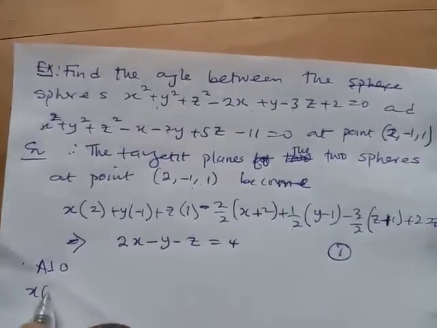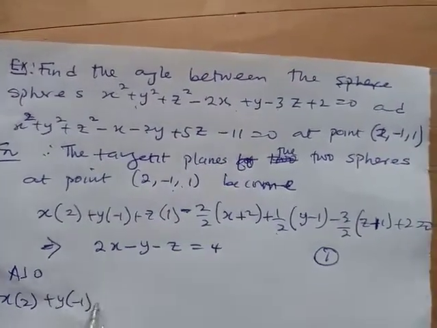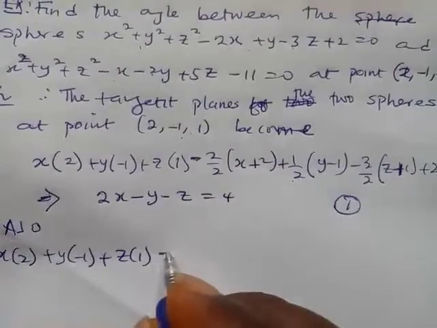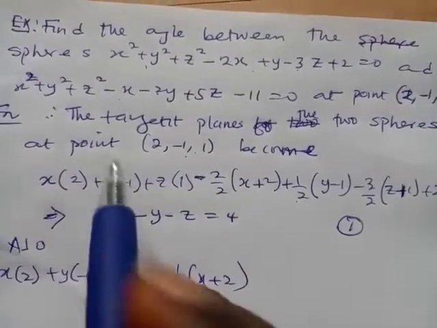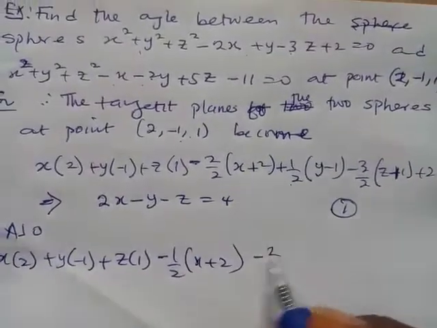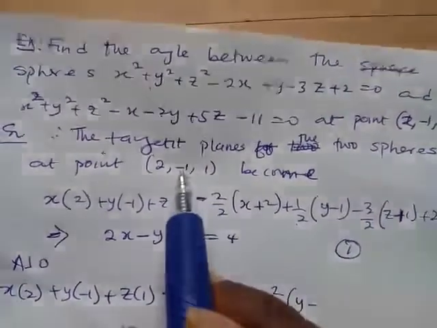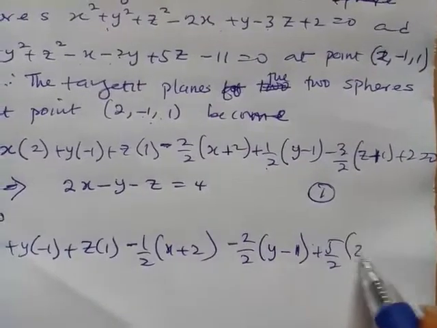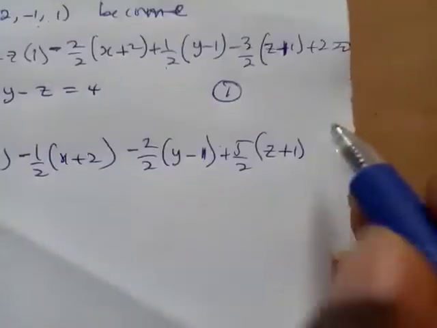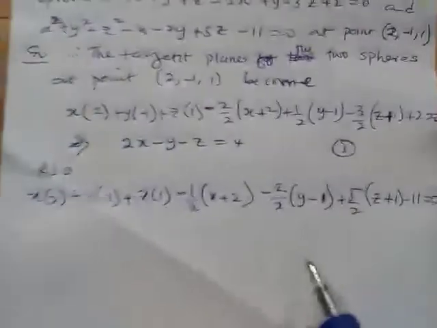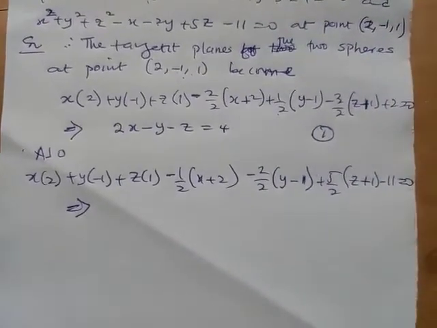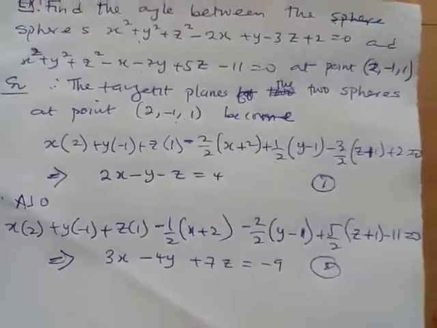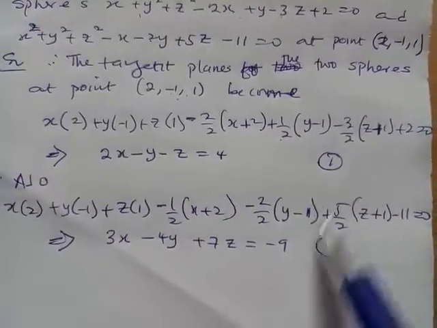So this will be X into the same thing plus Y into minus 1 plus Z into 1. This is minus half into X plus 2. This is minus 2 over 2 into Y, but the point is minus 1 there, and Z is 5 there. 5 over 2 into Z plus 1, minus 11 here, equal to 0. So we simplify this further. When we simplify, we are going to get this.